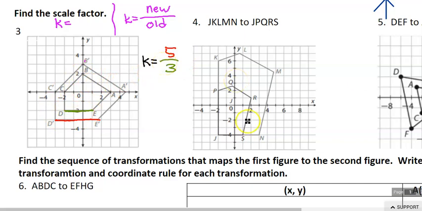So let's try another one here. And if you want to, you can pick multiple sides just to be extra careful. So we have here, we're going from JKLMN to JPQRS. So it looks like JKLMN is the big shape, and JPQRS is the small shape. So we're going to be getting a value that is less than 1 here. It's going to be smaller.